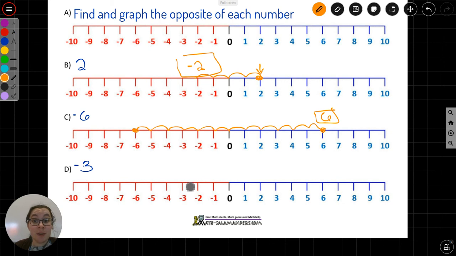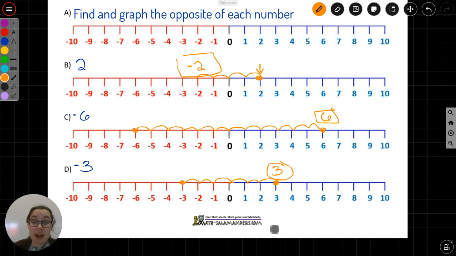Opposite of negative 3 is right here. Negative 3 is 1, 2, 3 hops, 3 units from 0. Notice that negative 3 is positive 3 units. We don't measure distance in negative numbers. We have 3 steps. Doesn't matter which direction we're taking those steps. The steps are always positive. And on the other side, we're going to go 3 steps the other way. 1, 2, 3. I'm not quite hitting the exact numbers there, but close enough. 3 is our opposite of negative 3.